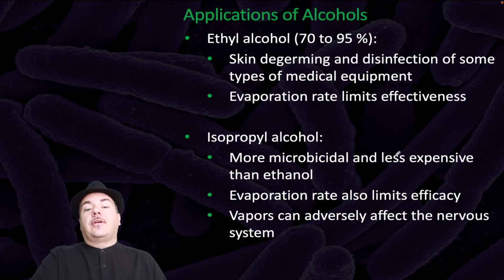However, it evaporates very quickly and the evaporation rate limits its effectiveness. Isopropyl alcohol is more microbicidal and less expensive than ethanol. Evaporation rate also limits its effectiveness, and the vapors can adversely affect the nervous system of humans.